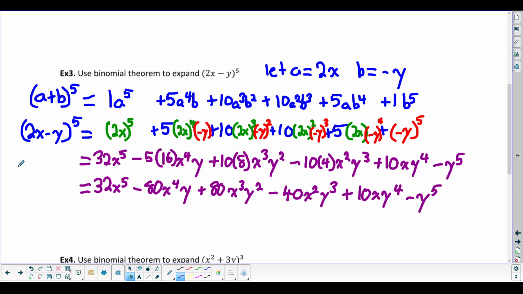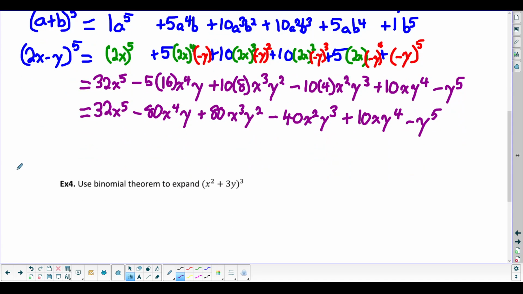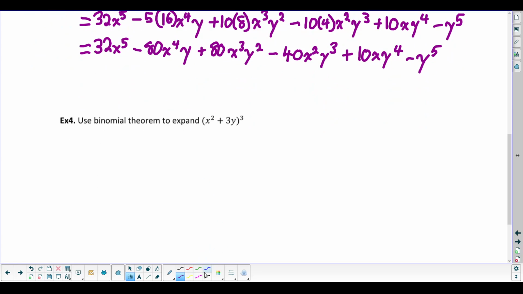Okay. So let's try one more. This one's a cubed, so that's going to be a little bit easier, but it does have some interesting stuff in it, like an x squared. So that's fine. Let a equals x squared. B equals 3y.